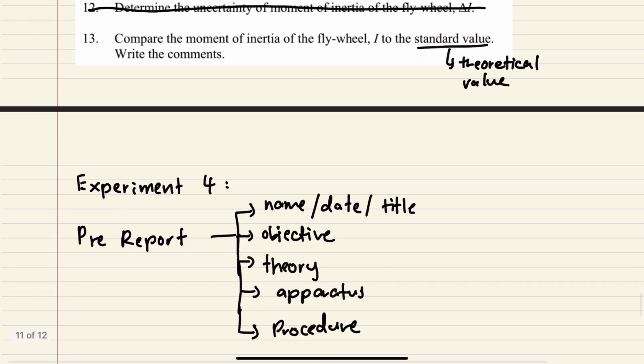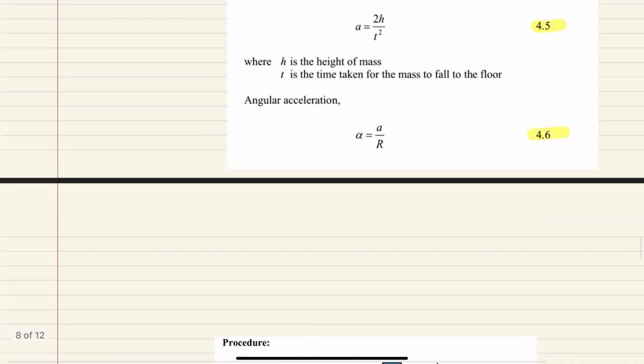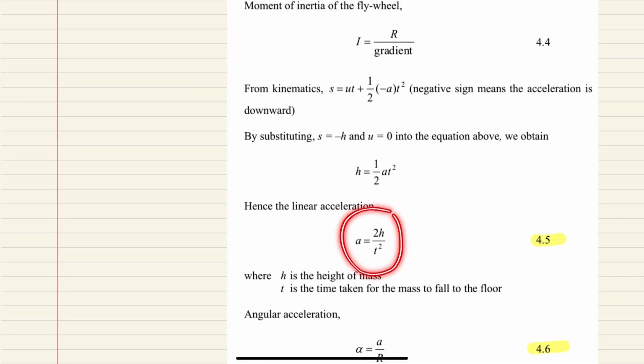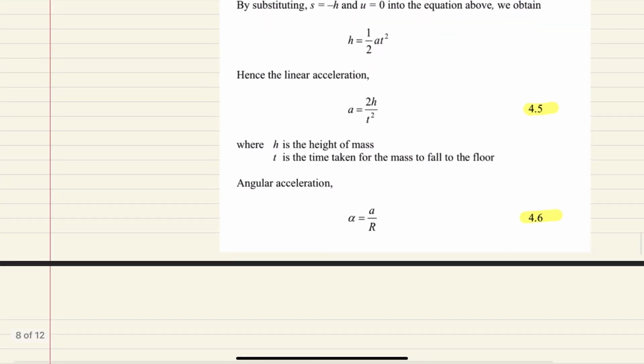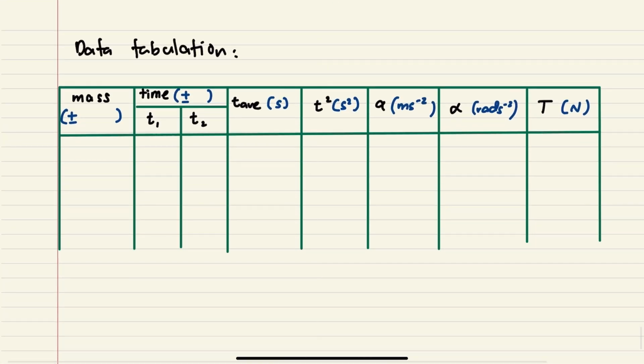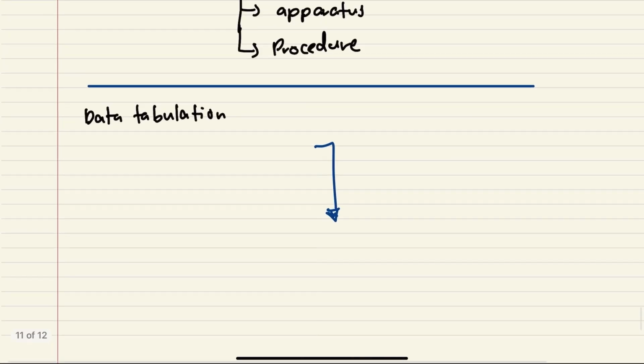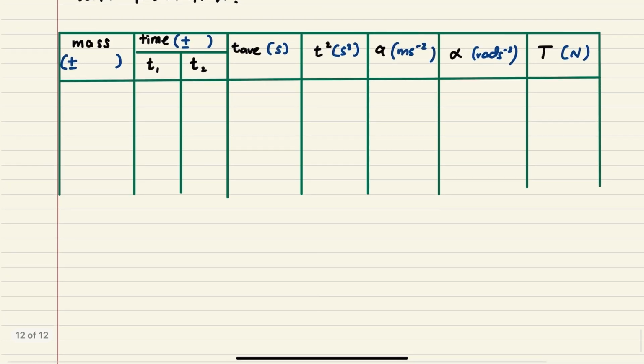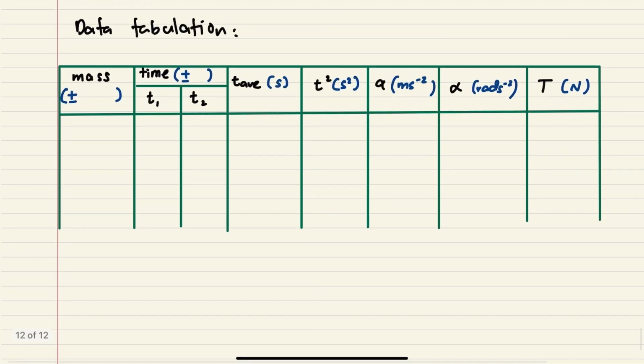How to find A? You can go back to equation 4.5 here. A is equal to 2H over T squared. So basically you need to have a value of H as well, right? Maybe you can write down the values for H over here, so that I understand what you calculate. This is the unit. I'm not sure what the unit is.